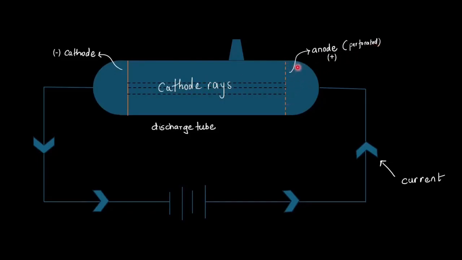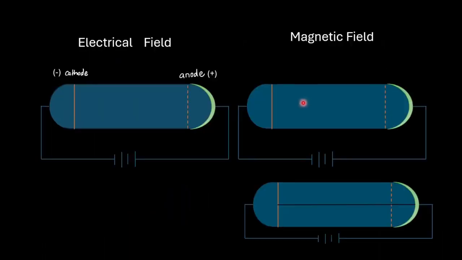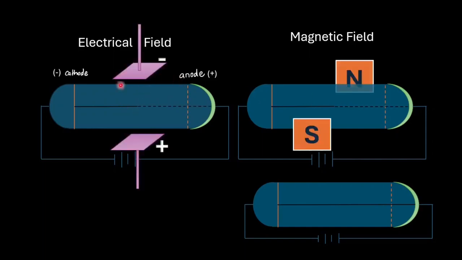In addition, the tube behind the anode was coated with zinc sulfide, a phosphorescent material. A bright spot would be observed on the material wherever the cathode rays hit the tube. These cathode rays would travel in a straight line in the absence of electrical field or magnetic field, but in their presence they show deflection.